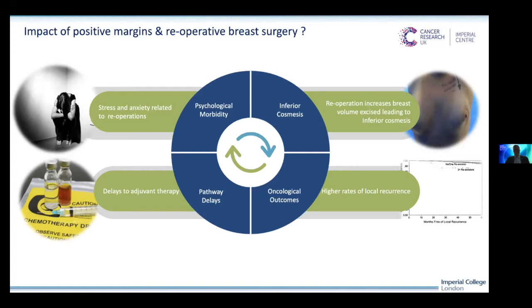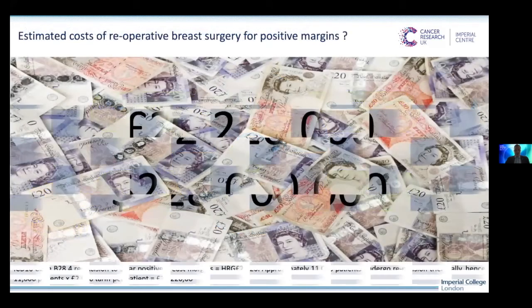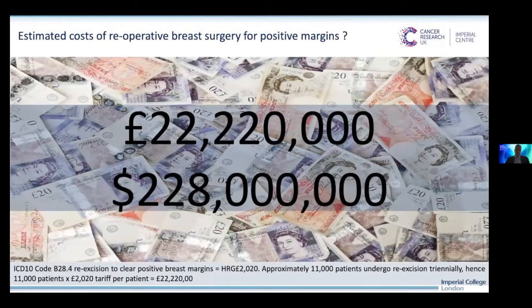If patients are stuck in a pathway of re-operative intervention, they don't move forward into the other adjuvant therapies that they might need, like chemotherapy or radiotherapy, for example, so their whole pathway gets delayed with potential for adverse oncologic outcomes. It is an extremely costly problem to the UK as well, and internationally, the re-operative intervention problem.